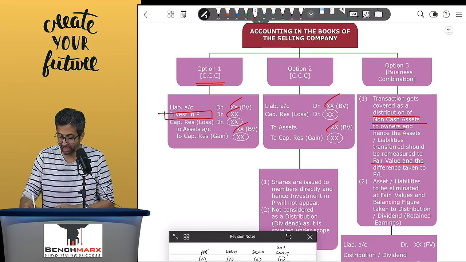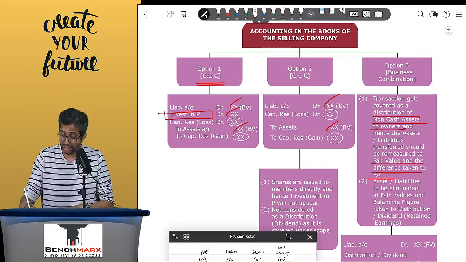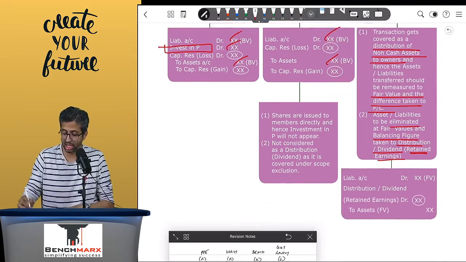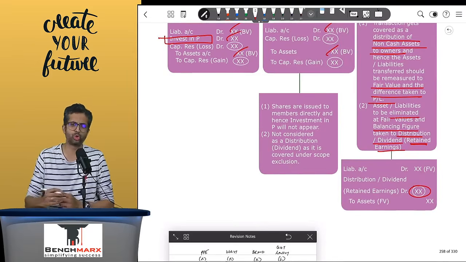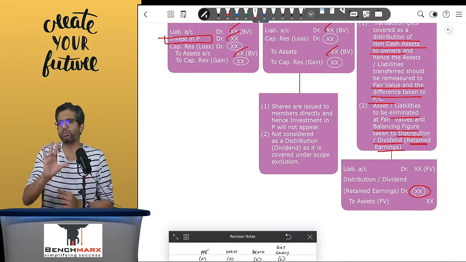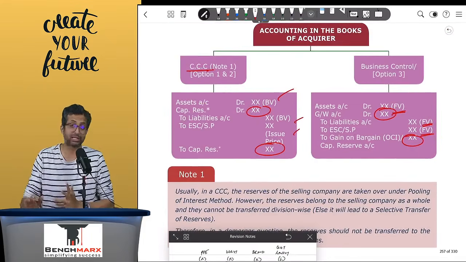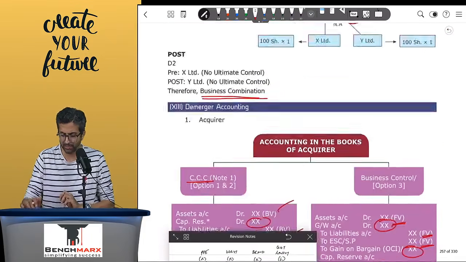So this is fair value and the difference is taken to P&L, and then assets and liabilities would be eliminated at fair values, and the balancing figure taken to a distribution or dividend, which is a part of retained earnings. So over here this balancing figure is going to go as a distribution. So this is something where you will probably need a little more practice if you want to understand it at depth. So these are the 3 methods.